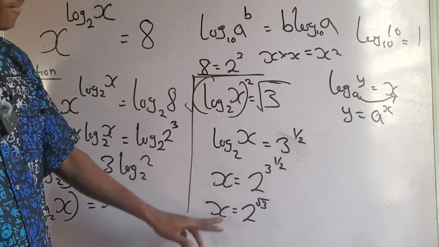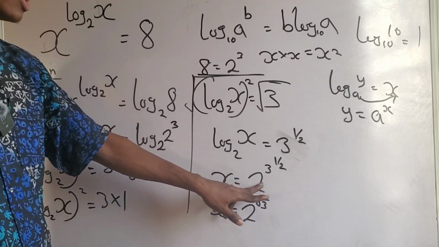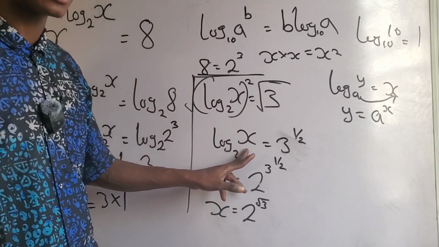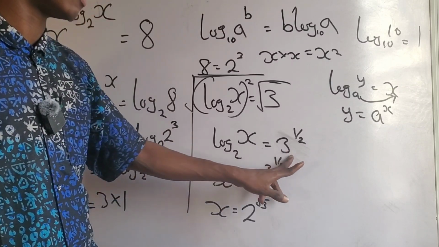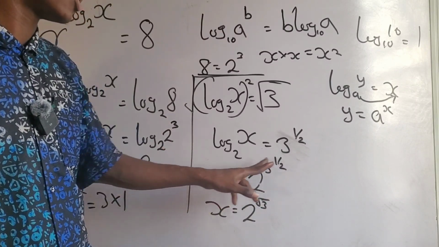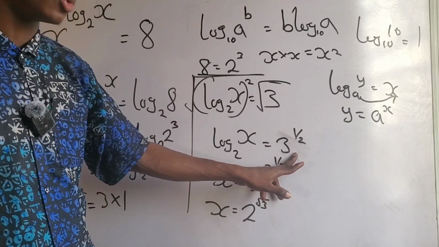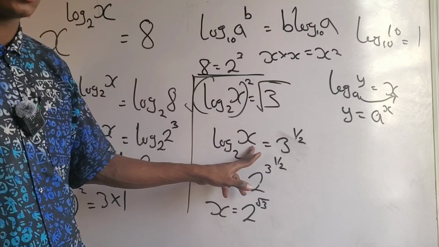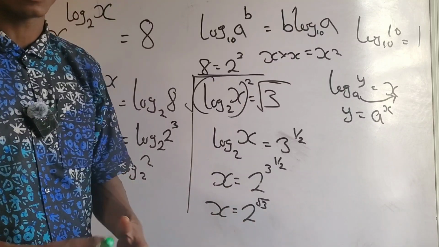Now, for this, I have x equals 2 raised to the power of 3 raised to the power of half. The simple reason is that if you want to rewrite this in index form, this 2 is going to be the base. This 2 is going to carry this root 3. You are going to equate it to what you have here. Do you understand? So x equals 2 raised to the power of root 3.